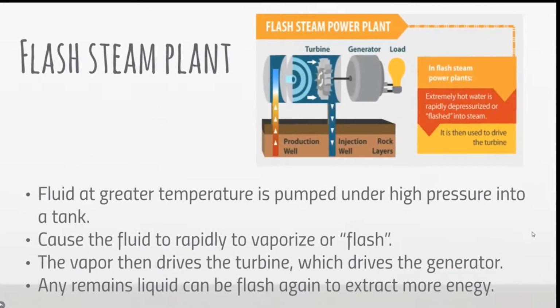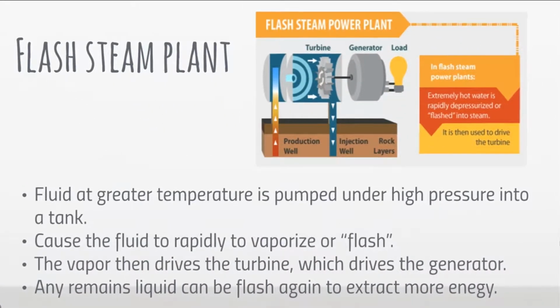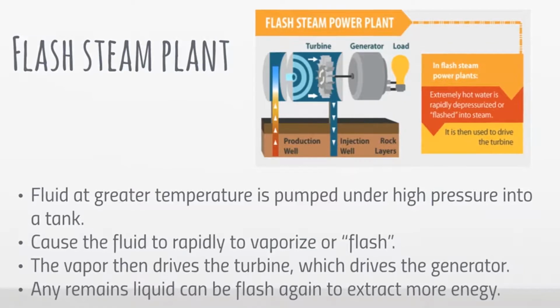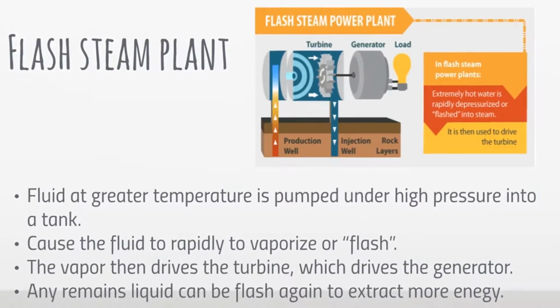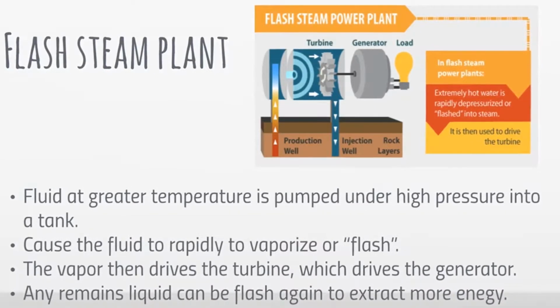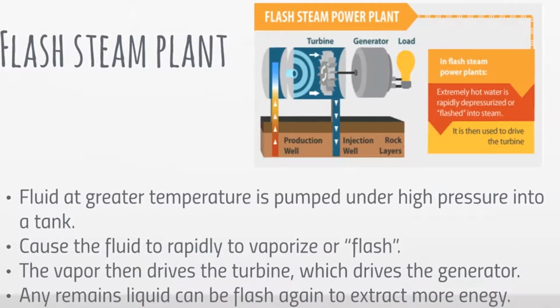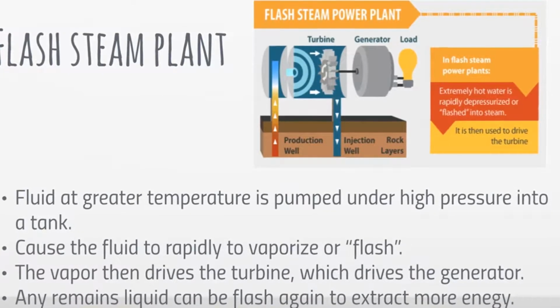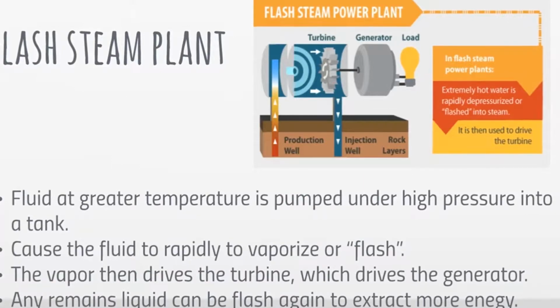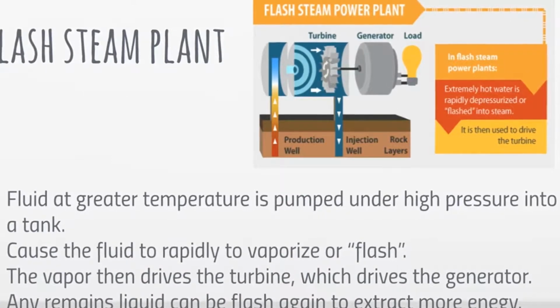Second type is the flash steam plant. Fluid at generator temperature is pumped under high pressure into a tank, causing the fluid to rapidly vaporize, or flash. The vapor then drives the turbine, which drives the generator. Any remaining liquid can be flashed again to extract more energy.